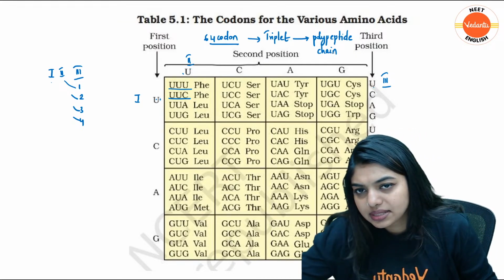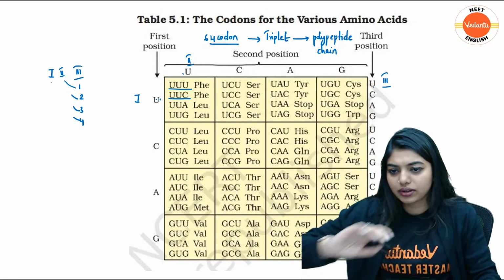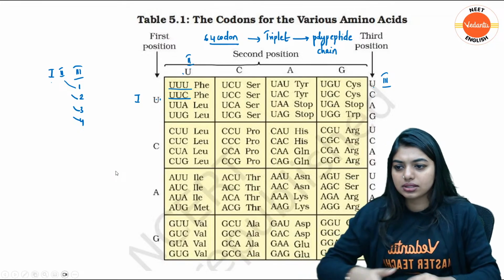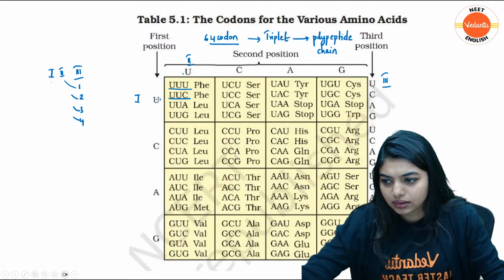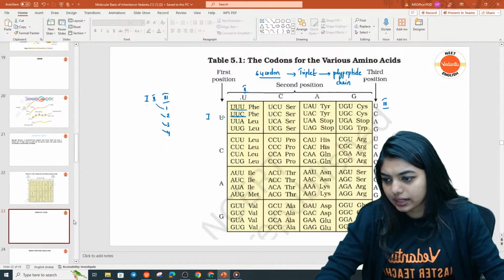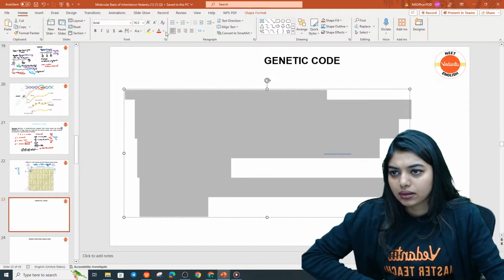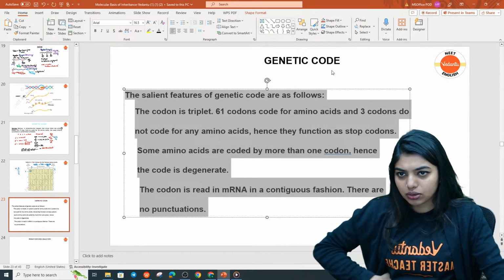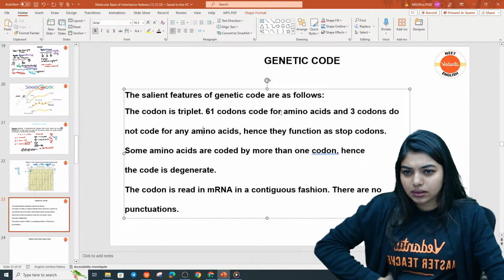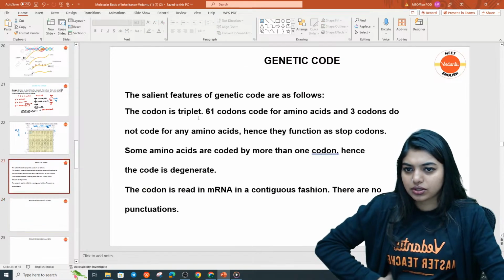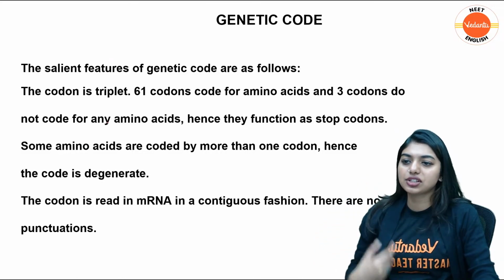Then there are some salient features of your genetic code, which is mentioned in your textbook, right? Now, one second, students. I've written it here, but then it's just gone. Okay, now you can see the codes. Yes, students, look here. These are the salient features of the genetic code.